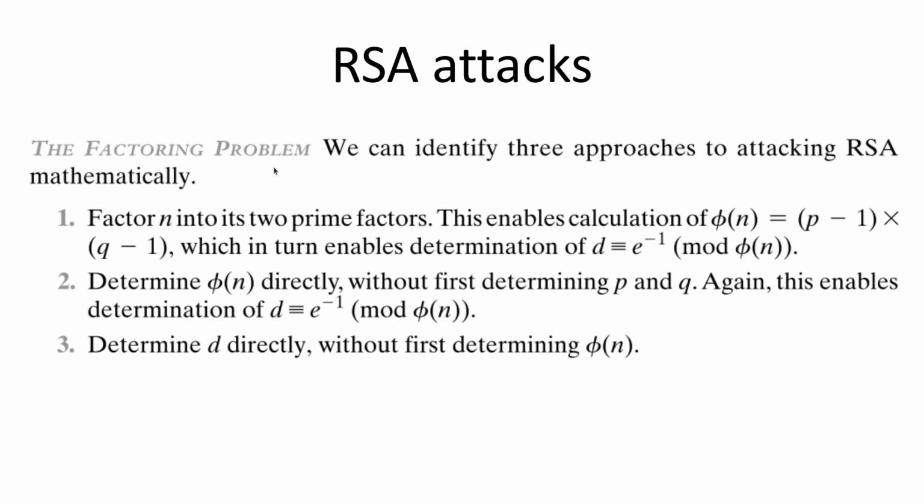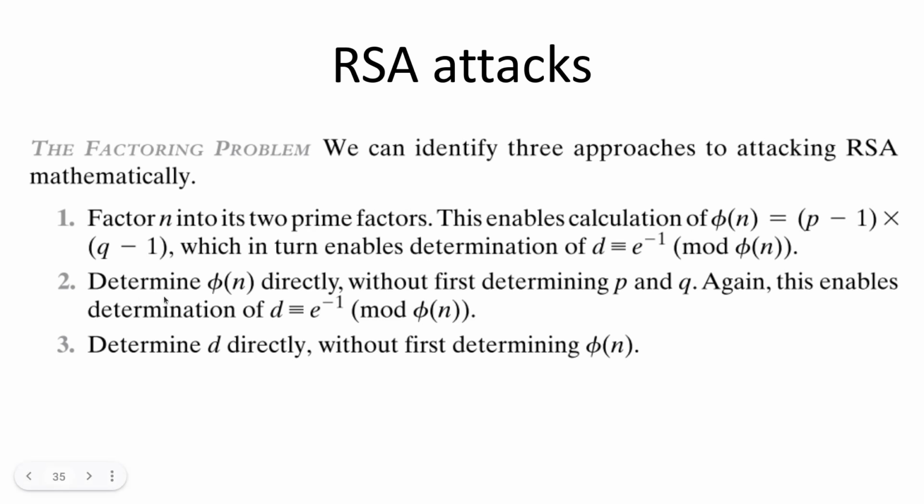Okay. The factoring problem. So three approaches to attack RSA mathematically are possible. One is to factor n into p and q, so that we can calculate d and e. Once we have got p and q, all the other values can be calculated, but the problem is factorization is a hard problem.